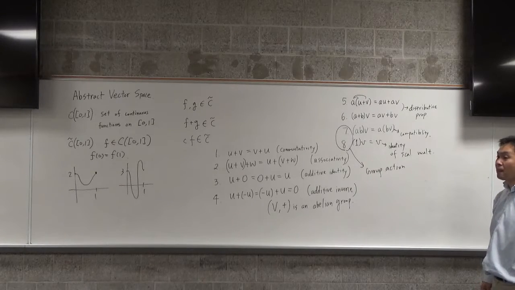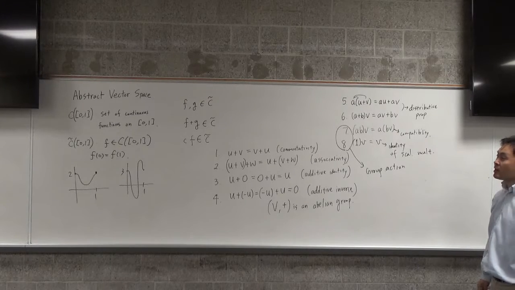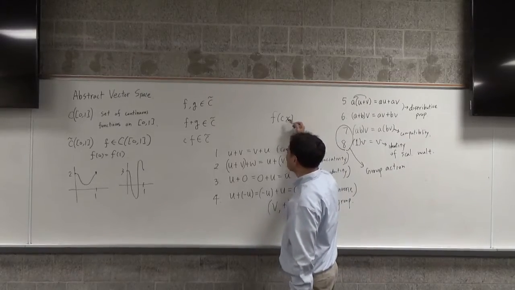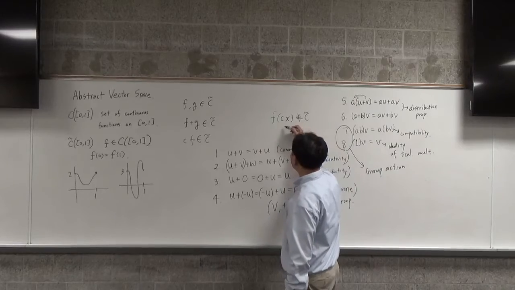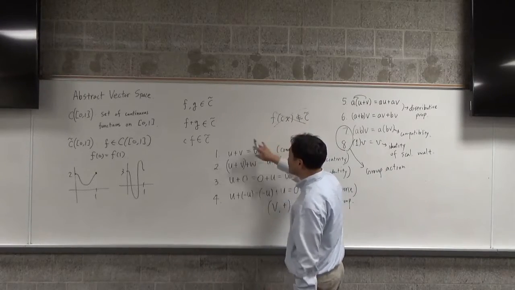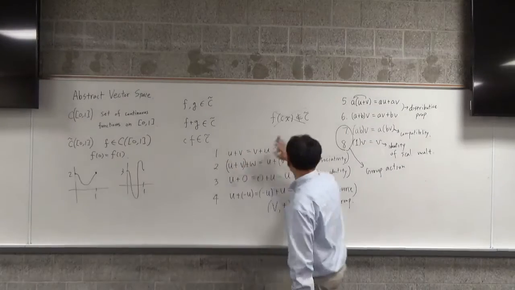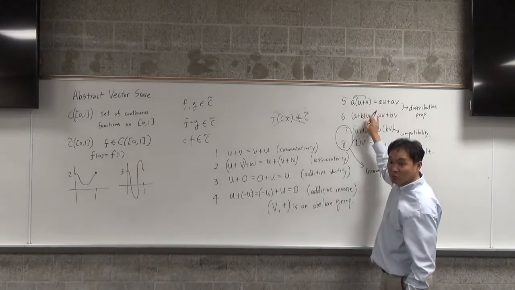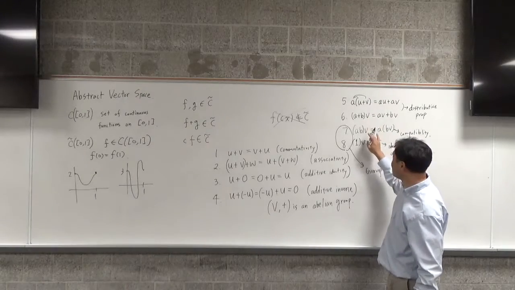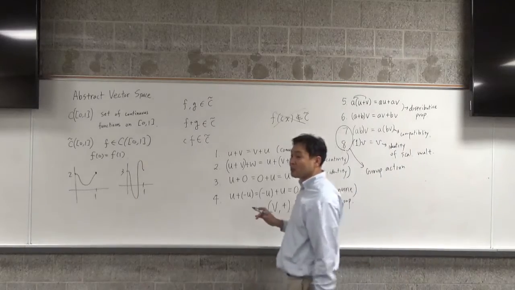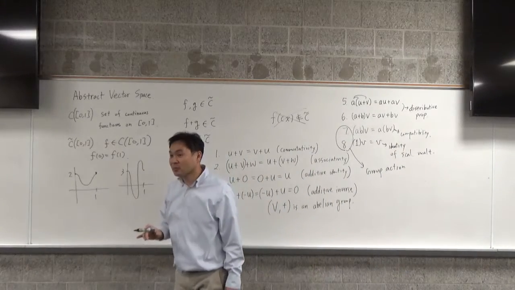So if you change the period, that's when it would not be in C tilde. Yeah, so if you have f of cx, this wouldn't be in C tilde. But we don't care, because one claim is that this can act as scalar multiplication. It will satisfy both conditions, and it will also satisfy these as well. So now you have a vector space C tilde.